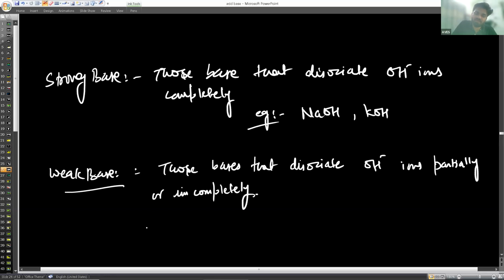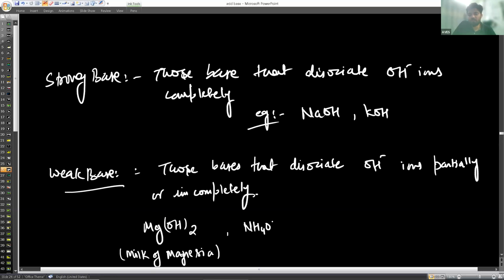Examples of weak bases: Mg(OH)2, magnesium hydroxide. It is also called milk of magnesia. The second one is ammonium hydroxide, NH4OH. It is NH4OH.